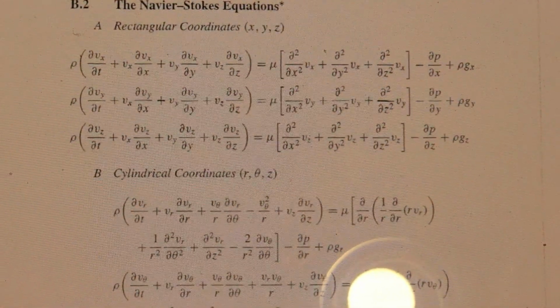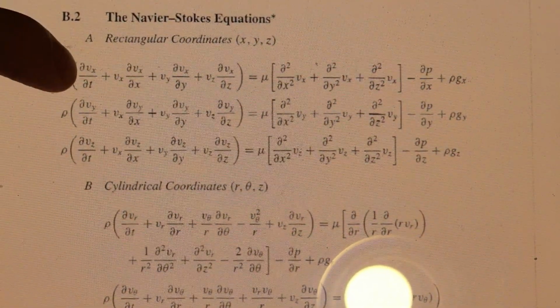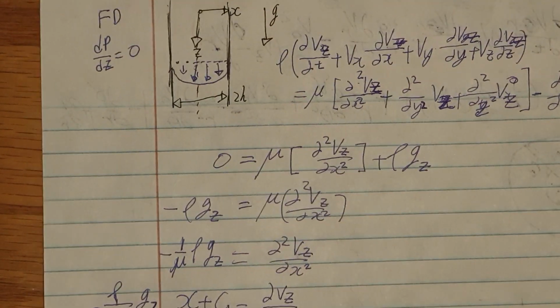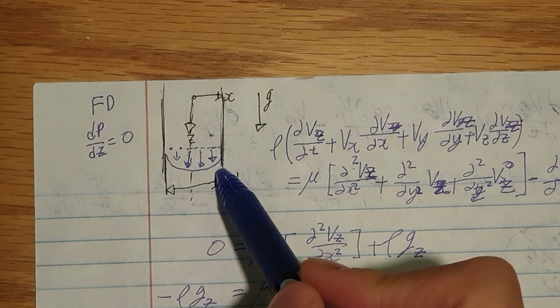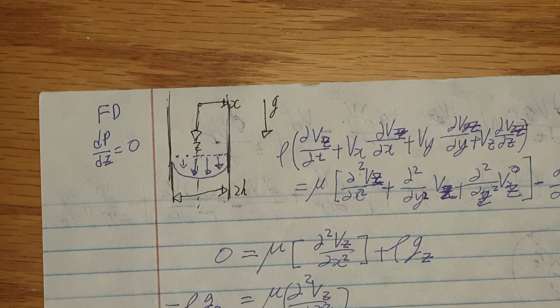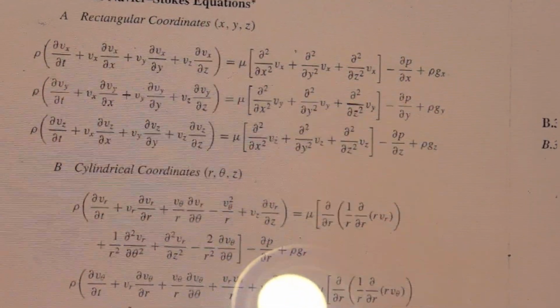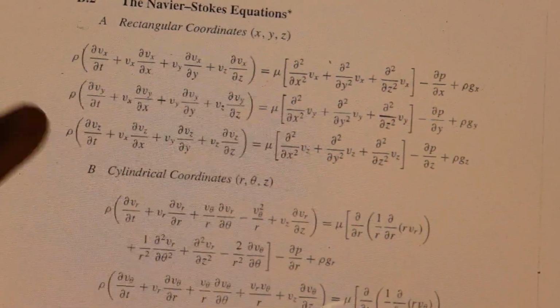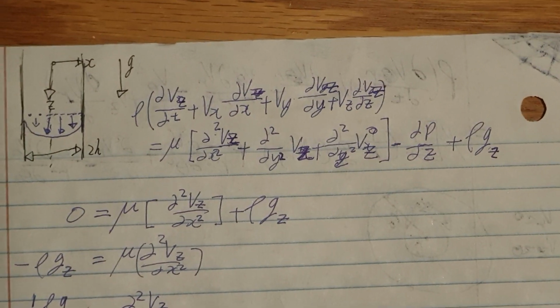And along rectangular, we have three forms: Vx, Vy, or Vz. That represents how the fluid is moving. We see the fluid is moving downward, so in the z direction. So what we're going to choose among the rectangular coordinates is the third one, Vz. And that is what I have on this paper.